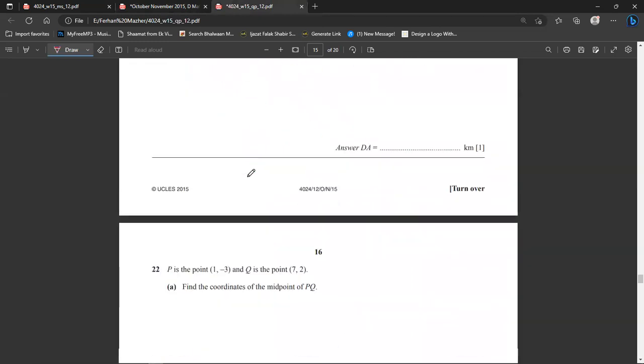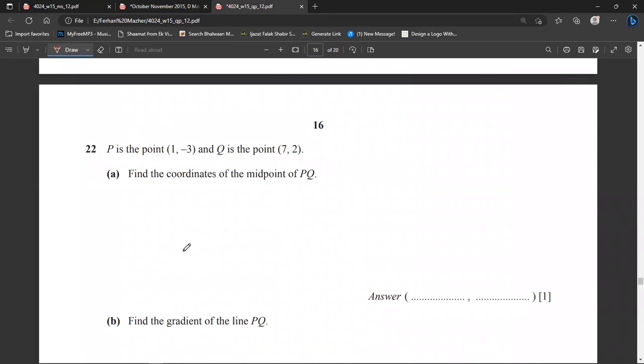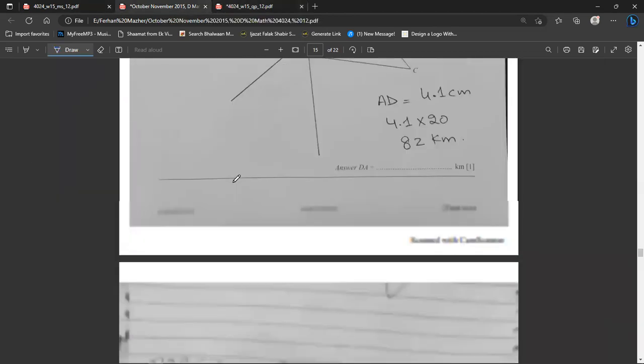Hopefully you understand. Okay, so we are going to question number 22. He says P is the point (1, -3), and Q is the point (7, 2). Find the coordinates of the midpoint of PQ. How do you find the coordinates of the midpoint? (X2 plus X1) divided by 2, (Y2 plus Y1) divided by 2. So very simple, straightforward.